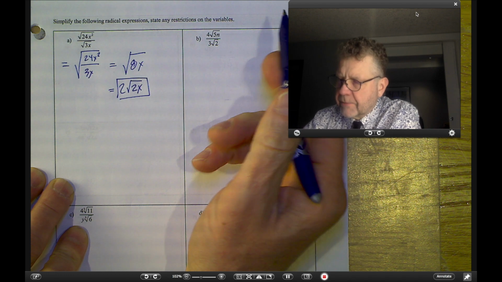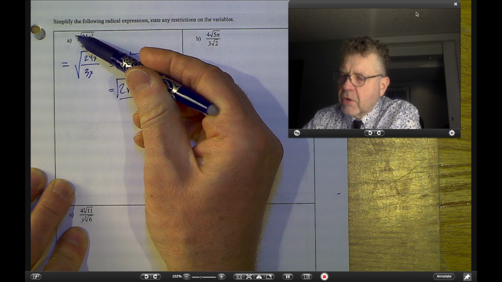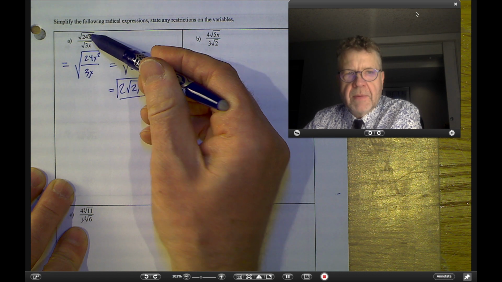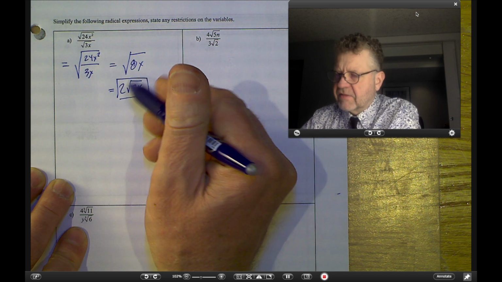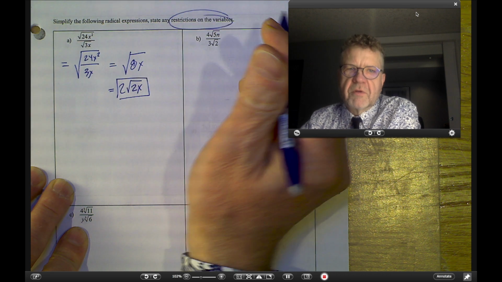See what we did here, okay? There are no coefficients, so we don't have to worry about those, but we simply divide the radicands by each other and then simplify. Now, restrictions.